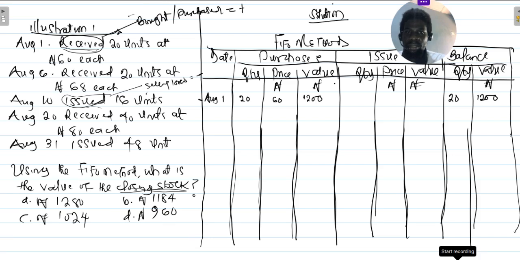Now the next one is August 6, received 20 units at 68 naira each. So on August 6, we are buying 20 again at the price of 68. Don't forget, when we buy, we keep on adding. So when we add this 20 with the balance of 20 here, we have 40. That means we have 40 goods in the store. Now let's look at our value. 20 times 68 gives us 1,360. Now the value in the stock is 1,360 plus 1,200, and the total is 2,560.